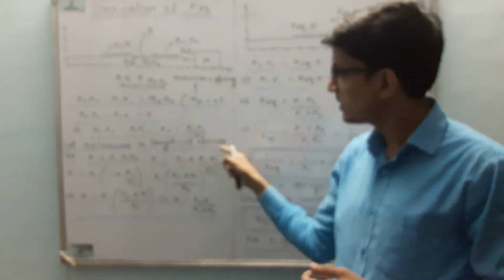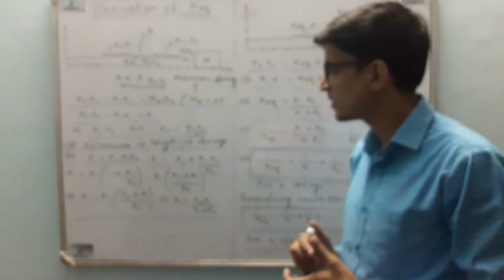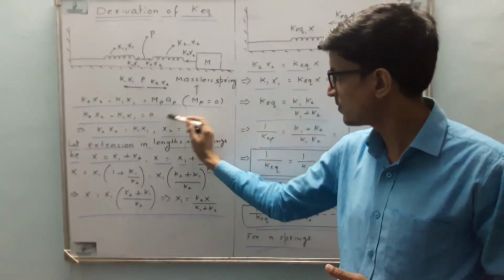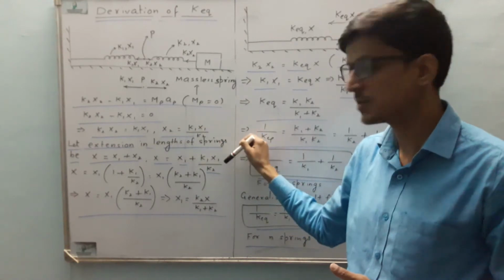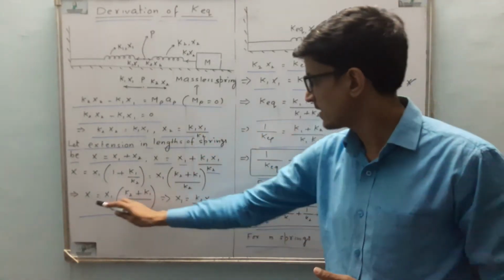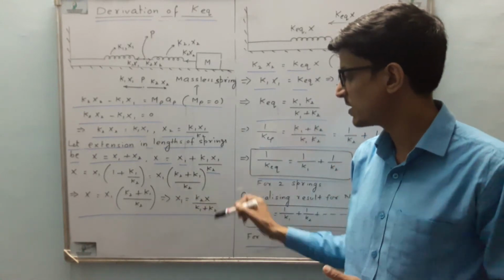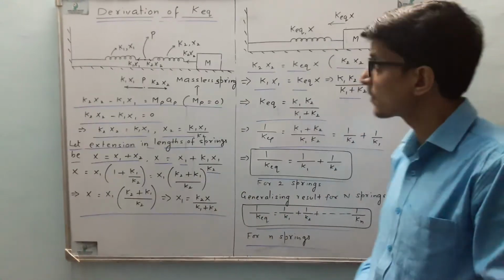Now let the extension in the springs' total length be x, which is equal to x1 plus x2. So we just substitute the value of x2 from this equation in this equation, and we get x is equal to, from here we get x1 is equal to K2 x divided by K1 plus K2.